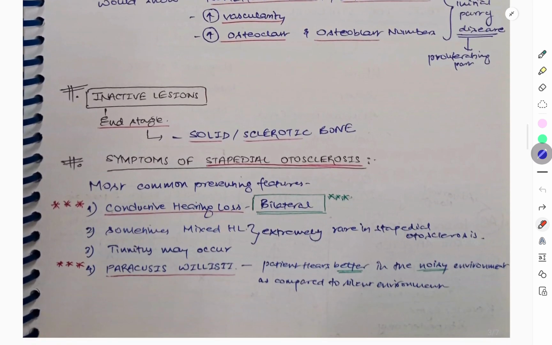Coming to the symptoms of stapedial otosclerosis. Stapedial means we have conductive hearing loss. Important to remember, the most common feature is conductive hearing loss, that is bilateral conductive hearing loss. Sometimes mixed hearing loss also, that is rare. Then tinnitus may also occur. The most important feature after conductive hearing loss is paracusis willisii. So if someone asks where you will see paracusis willisii, it is in otosclerosis. What is that? The patient hears better in a noisy environment as compared to a silent environment. So this is paracusis willisii, seen in the stapedial type of otosclerosis.